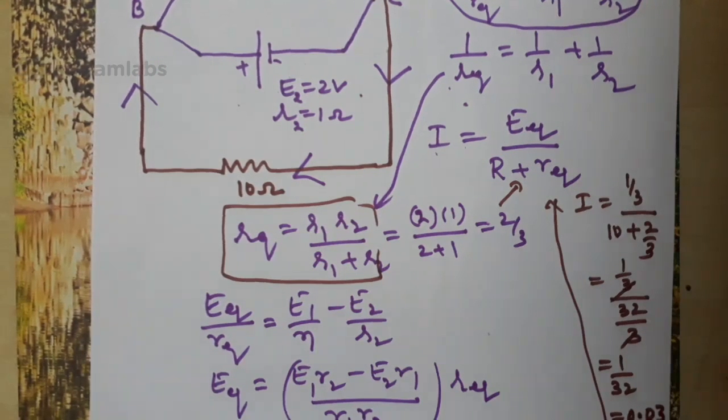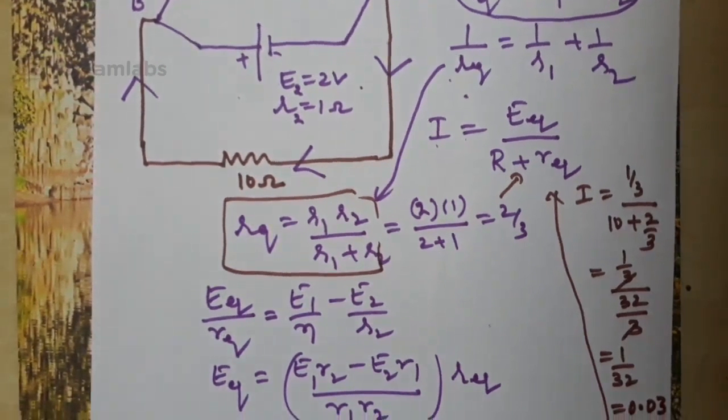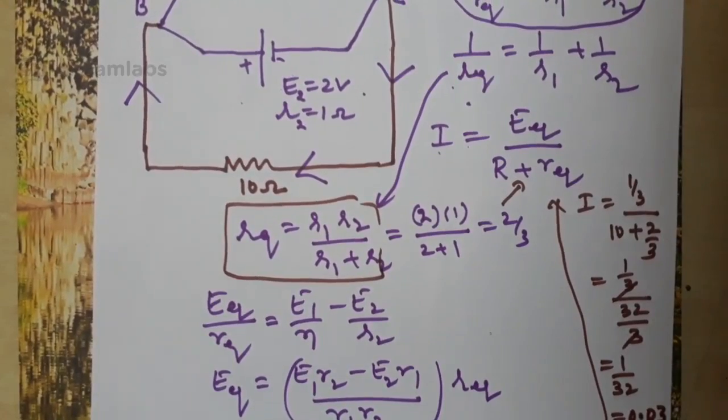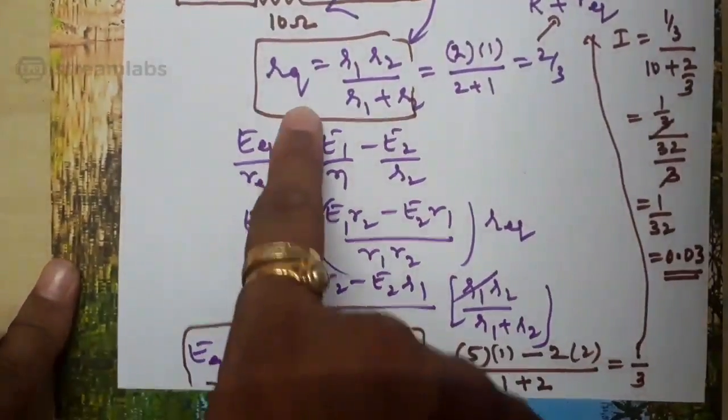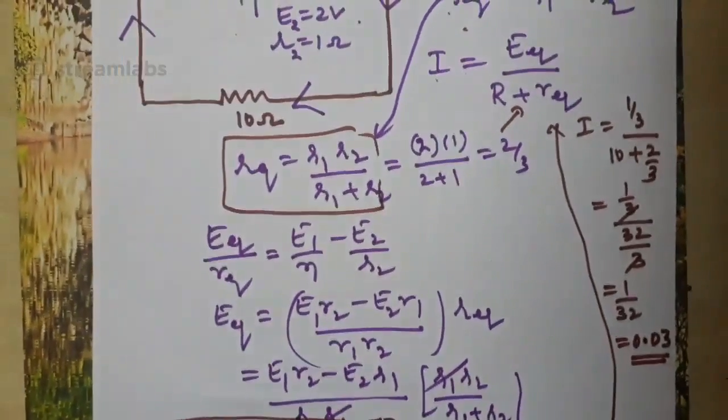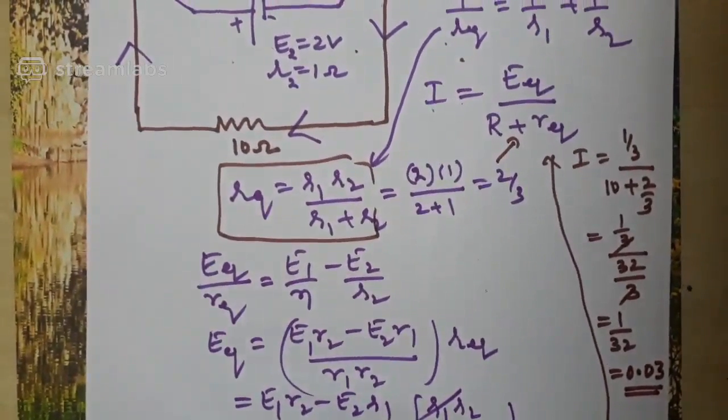So R equivalent I have found out. Then I found out E equivalent. So actually, directly this formula and this formula, if you remember, you can answer. R equivalent you find out, E equivalent, then you substitute in the final formula. That's all. So that is what I have explained, the formula. That's all.